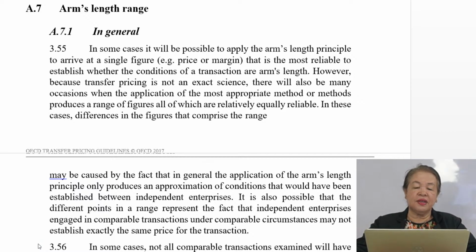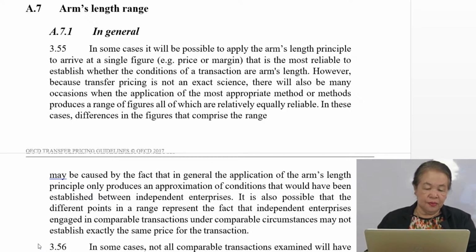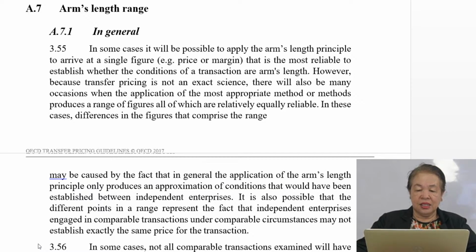In these cases, differences in the figures that comprise the range may be caused by the fact that in general, the application of the arm's length principle only produces an approximation of conditions that would have been established between independent enterprises. It is also possible that the different points in the range represent the fact that independent enterprises engaged in comparable transactions under comparable circumstances may not establish exactly the same price for the transaction. No? So kahit independent pa sila, hindi pareho yung kanilang pricing. That's why wala naman din talagang pareho, similar in all aspects, 100% na comparables. At most often talagang may variance. No? Pero if it falls within the range, acceptable pa rin.